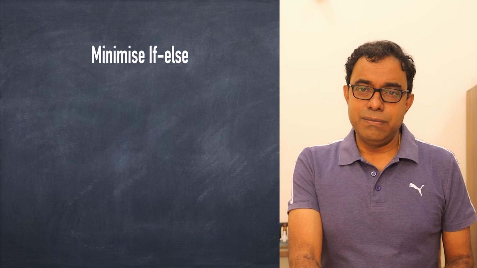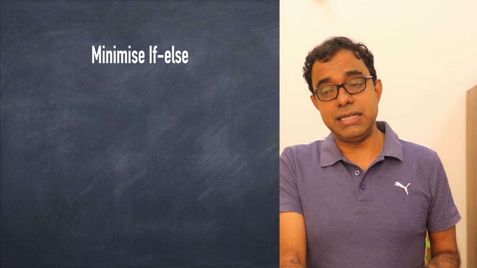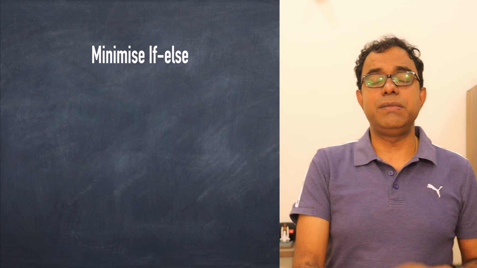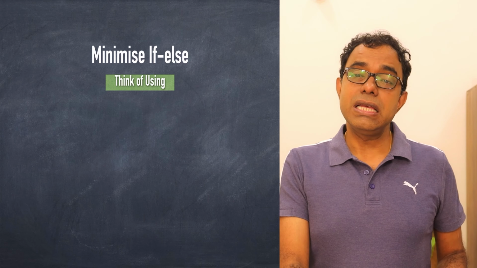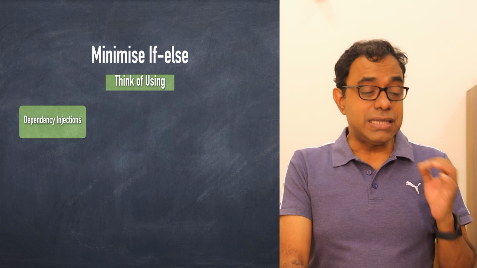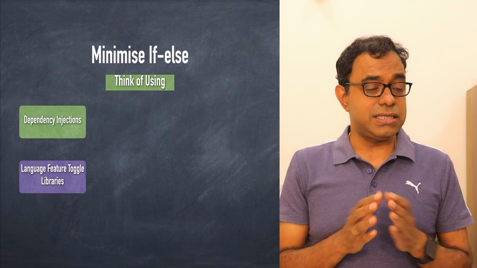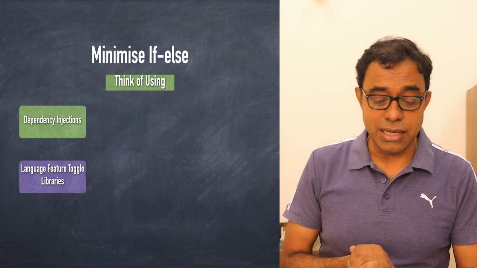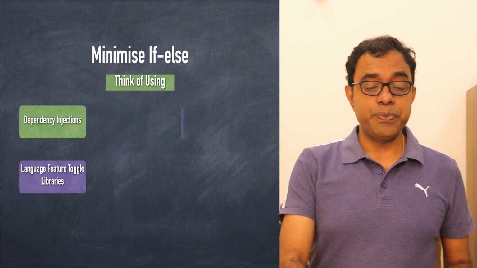Minimize if else. There will be cases where you need to use some if conditions. You cannot avoid it even if it looks bad, but minimize it. So if I minimize that, what should I use? If you are using object oriented programming, think of using dependency injection. Use some language feature toggle libraries. Almost all programming languages have feature toggle libraries. Explore them, see what works well for you.